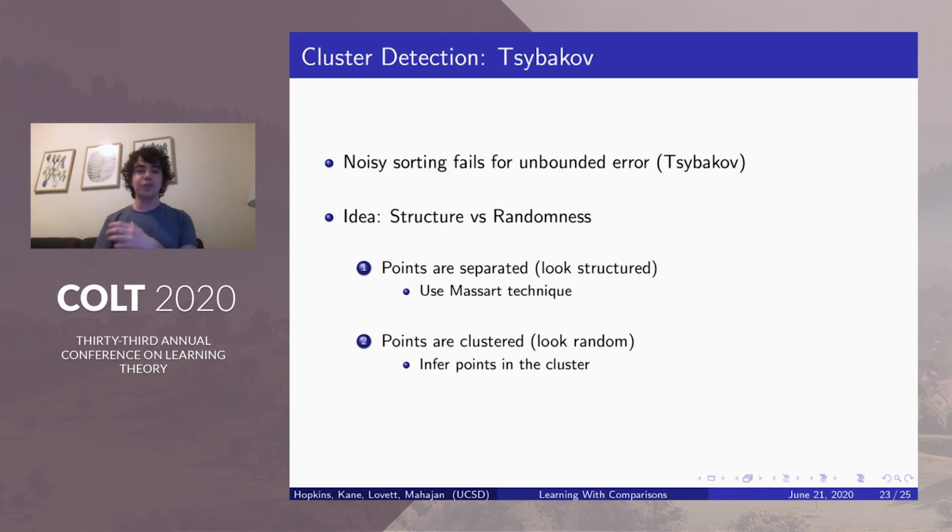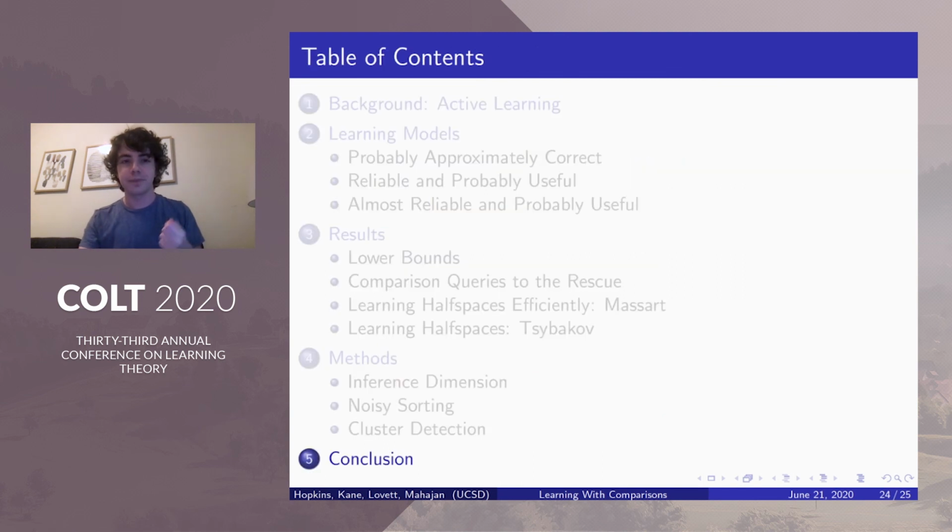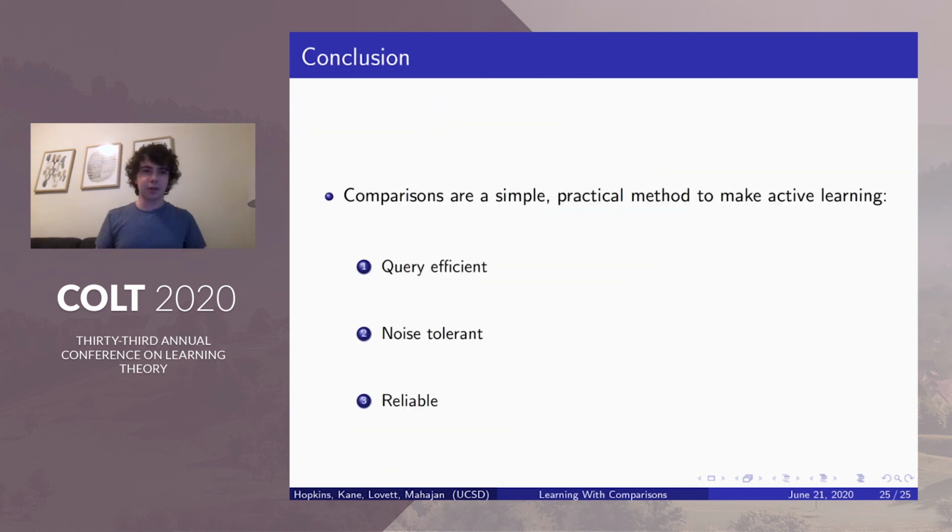So instead, we use a structure versus randomness paradigm where we say the points are in one of two cases. Either they're separated and structured, and then we can massage the old technique to work. Or the points are geometrically clustered together, and then they look random. And in fact, we can tell between these two cases by measuring randomness in comparisons. And if the points are clustered, we can use that geometric information about the cluster to infer points in the cluster.